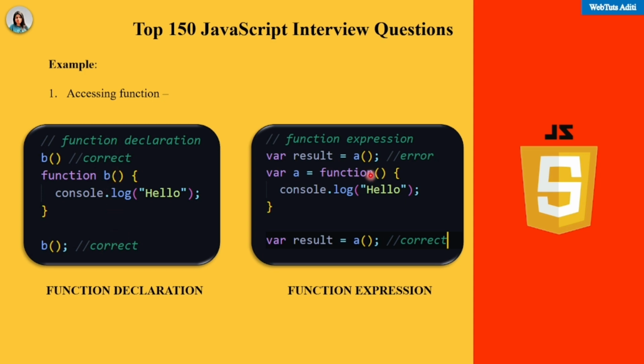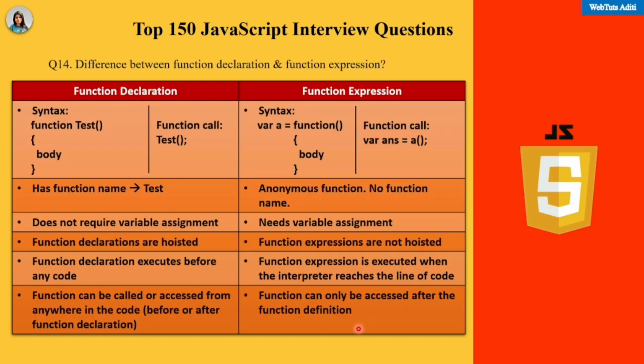But in case of function expression, you can see over here, if I am trying to call this A variable, it will give me error because it is not yet defined. The function definition starts from here. So that is why it gives error in this line. But here you can see after the definition of the function, it will not give error when you call this function. So this is what the last point means over here.